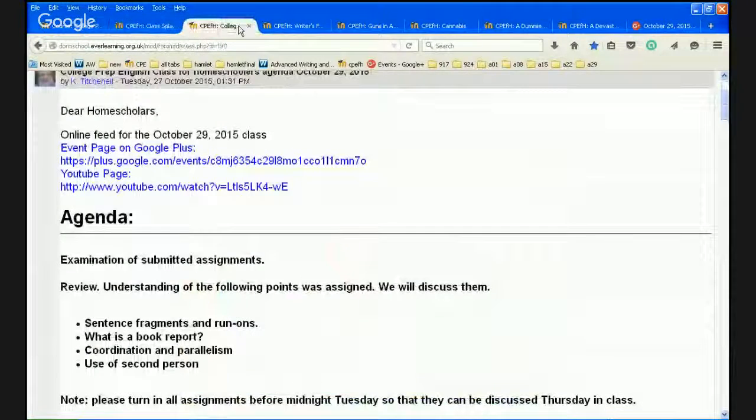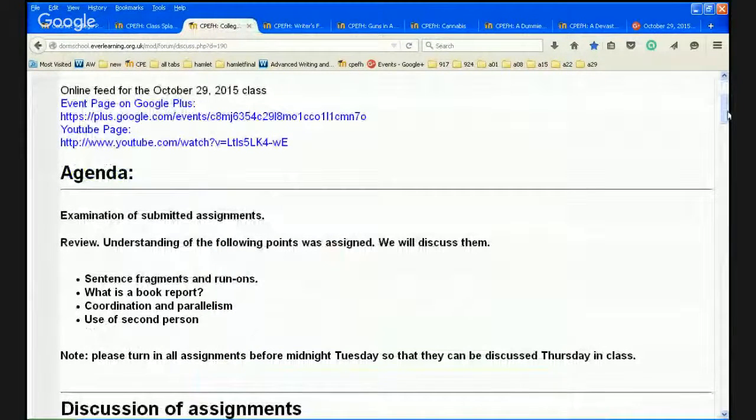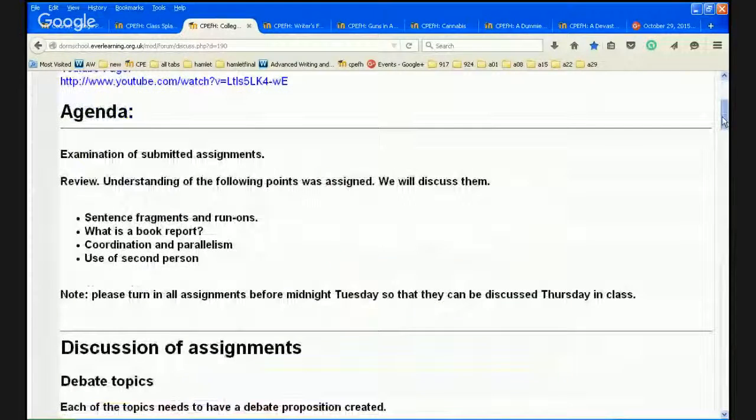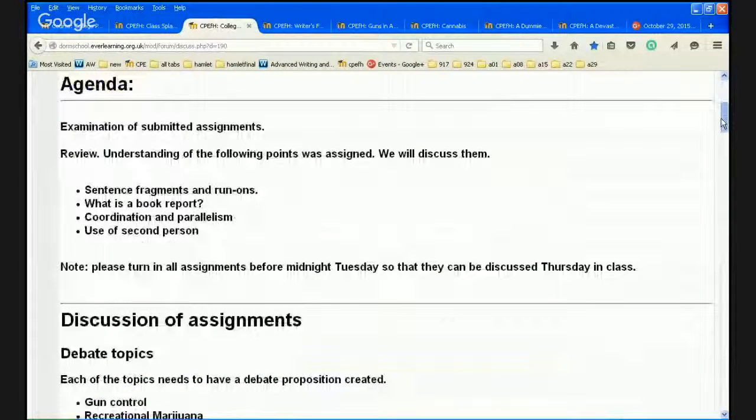Let's look at our agenda. As always, we've got a link to the classroom feed. And we already started a little bit on one of the assignments from last week. We will continue with looking at those.